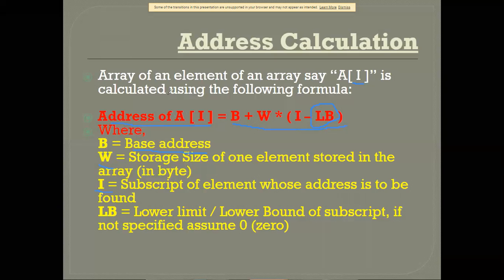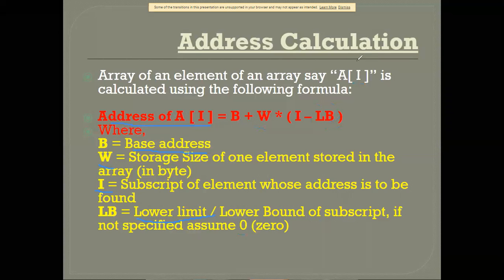And we have to calculate the address, meaning at which memory location that value is stored, we have to find out. And LB is the lower limit or lower bound of the subscript. If it is not given, then we have to assume it is 0, no doubt. Always remember, for address calculation in a one dimensional array, we take the lower limit value as 0 if it is not given. Okay, so this is the explanation of the formula.